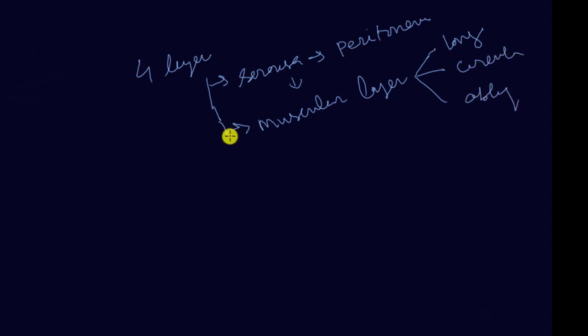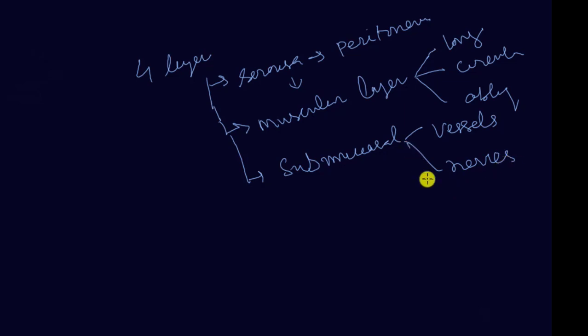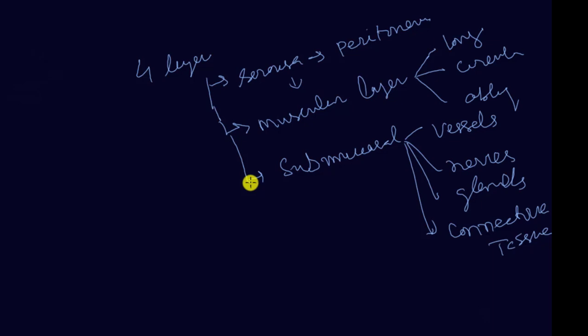Then deep to that, what will you find? The submucosal layer. What will you find there? You will find the vessels, the nerves, the glands, and the connective tissue. And deep to that, what will you find? The mucosal layer.